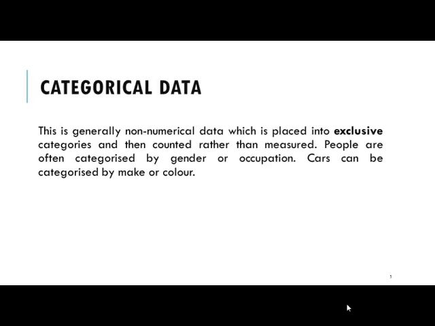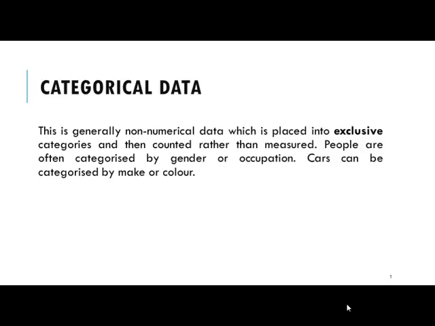So now, what is categorical data? This is generally non-numerical data which is placed into exhaustive categories and then counted rather than measured. Dear students, as I told you, when you deal with the qualitative characteristics of data, your preferable technique to measure them is counting. You deal with frequency, percentage, and a 2x2 contingency table or 2xn contingency table, because for qualitative data we deal with counting techniques rather than measuring techniques.